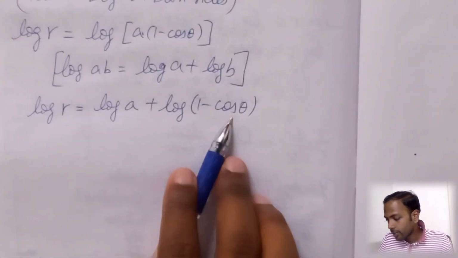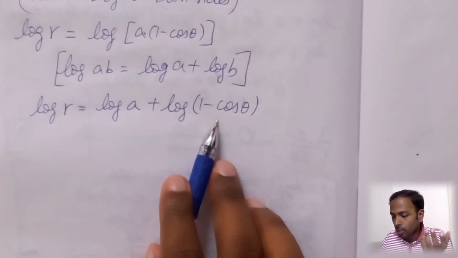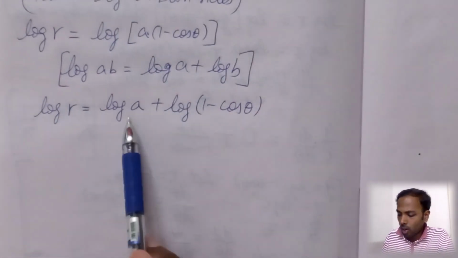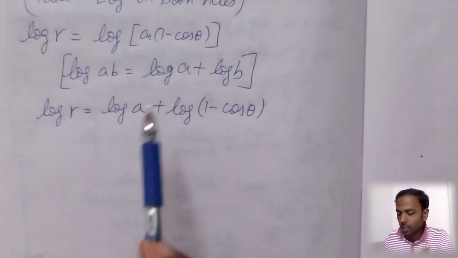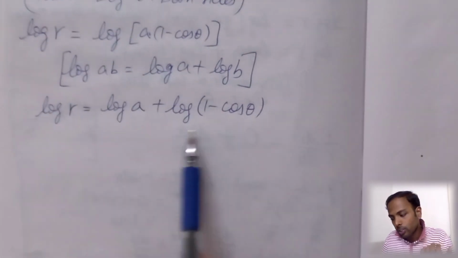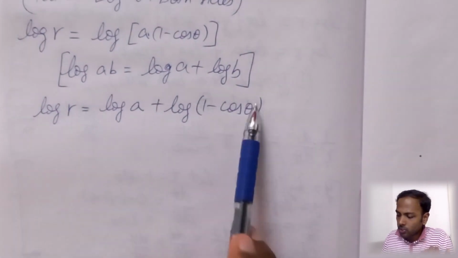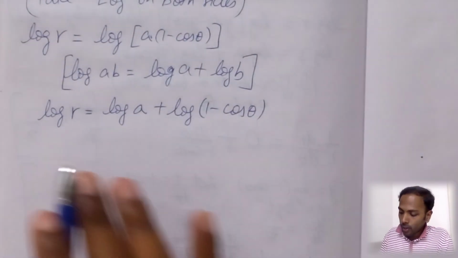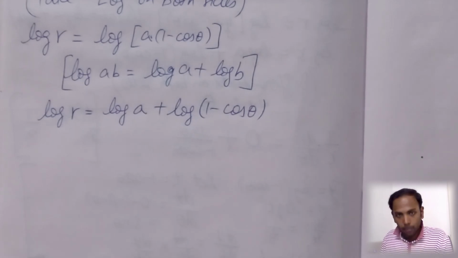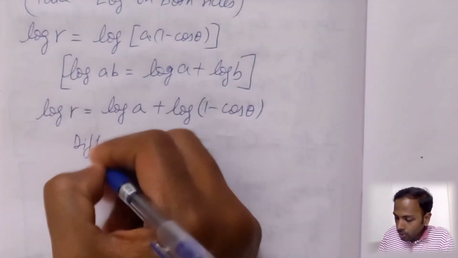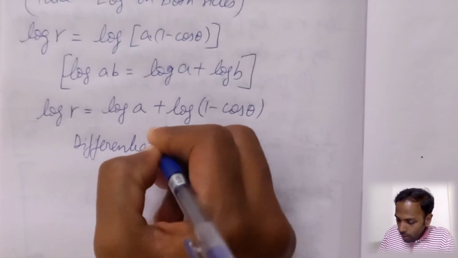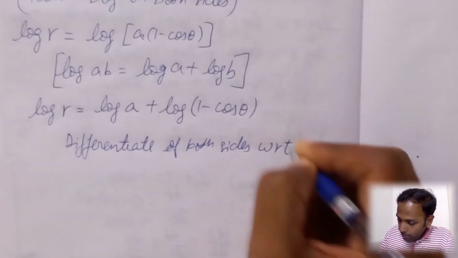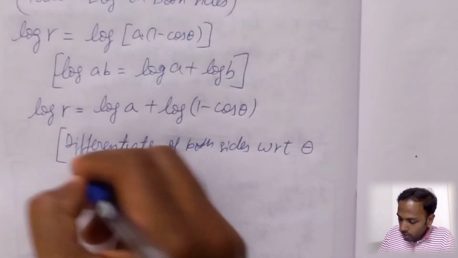From now, there is not much simplification that you can detect. It's all simplified. There's nothing to simplify in log r. Log a is a constant, since a is a constant. And for log of 1 minus cos theta, there is no possibility of simplification. So whenever you feel it's already simplified and there is no need for further simplification, you differentiate on both sides with respect to theta only.